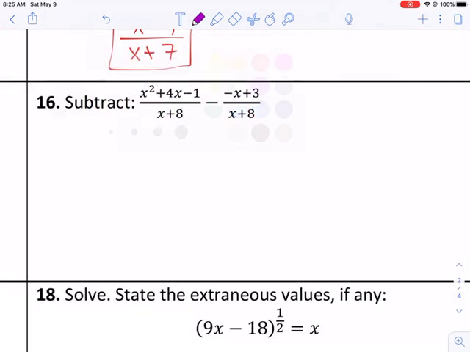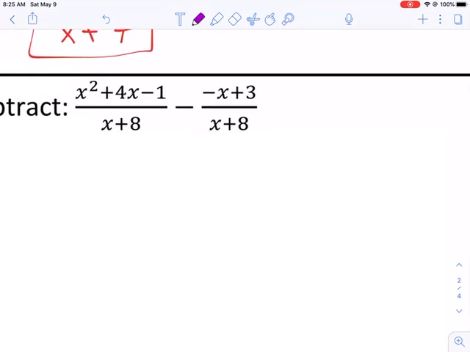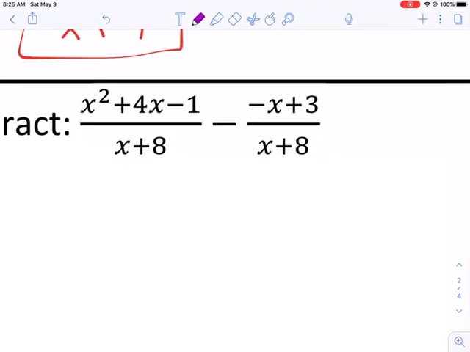Okay, number 16 is subtraction. So we're going to handle that exactly just like we did with the addition problem. But you'll notice that these already share a common factor. So neither one of these fractions need an additional factor to the numerator and the denominator. So we're already at that second step where we can just combine like terms.